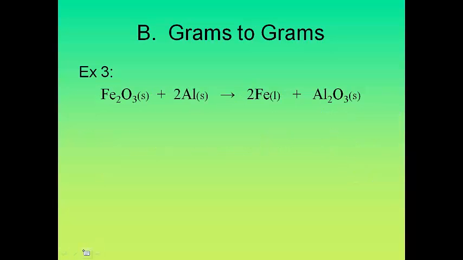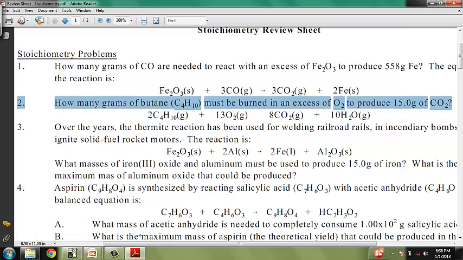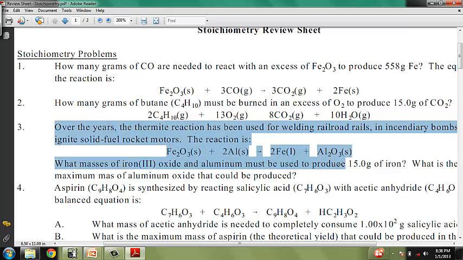Okay, so this is example number 3 from that same review sheet. Now I'm doing this one here. It says, over the years, the thermite reaction has been used for welding railroad rails, in incendiary bombs, and to ignite solid fuel rocket motors.